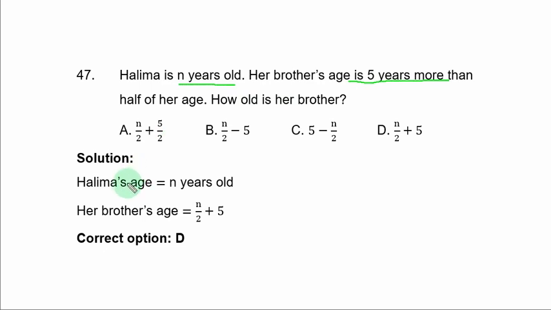Now let Halima's age be N as given in the question. Half of her age is N over 2, and her brother is 5 years more than half of her age. That is N over 2 plus 5. D is the correct option.